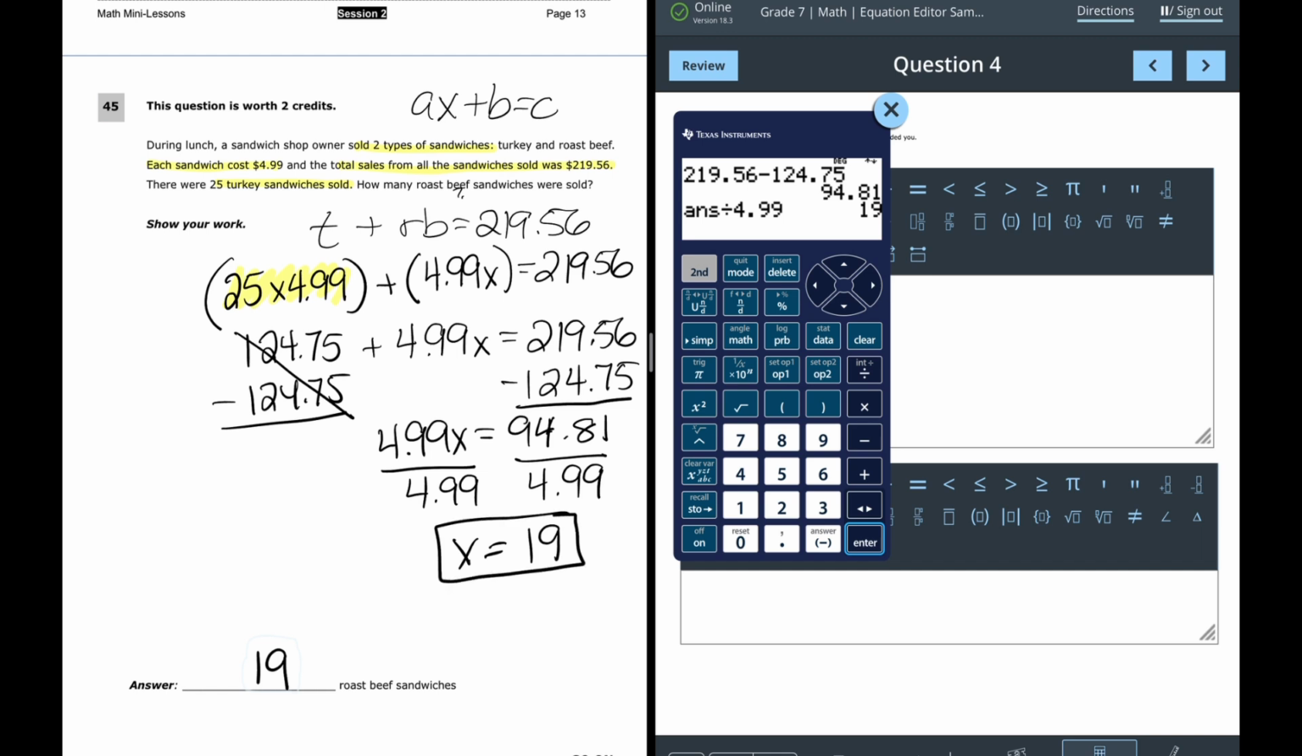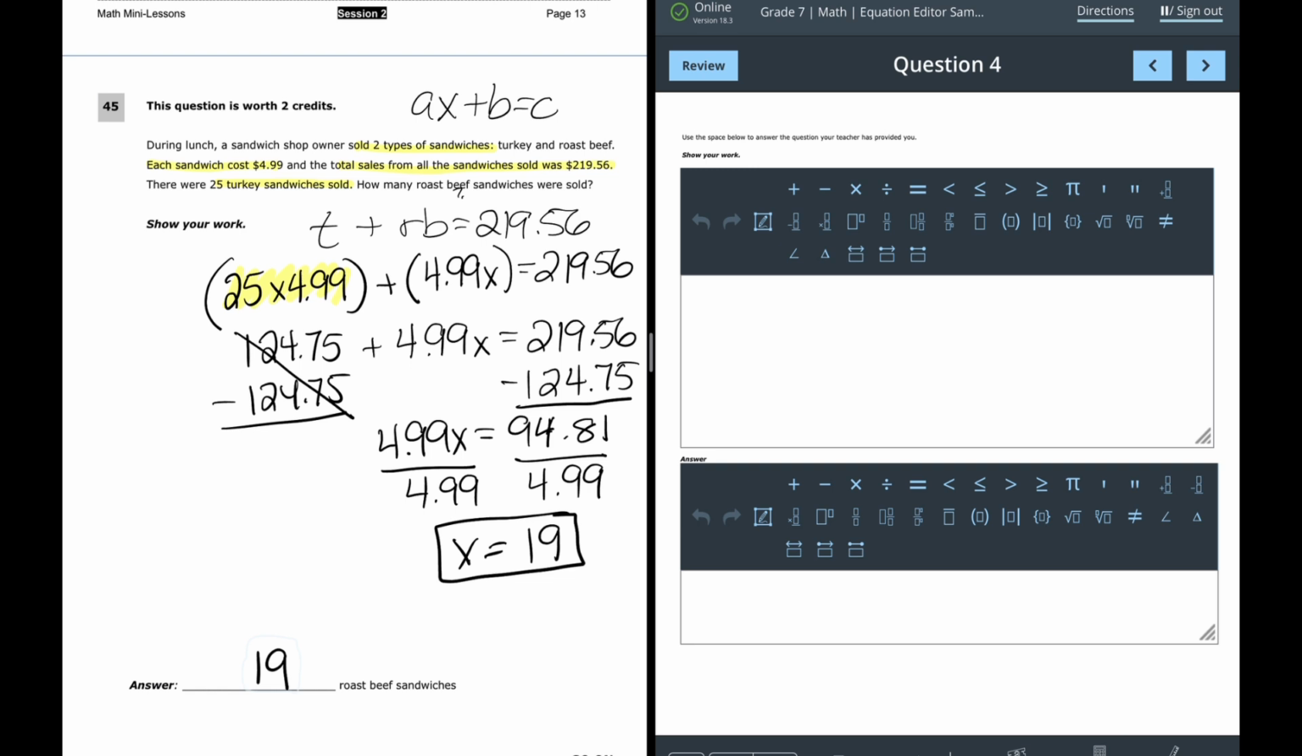And if you wanted to, you can go back in and just check your work by substituting 19 and seeing if you get the same number. Now we've got to go and put all this into our work. So let's start by answering the question, how many roast beef sandwiches were sold?